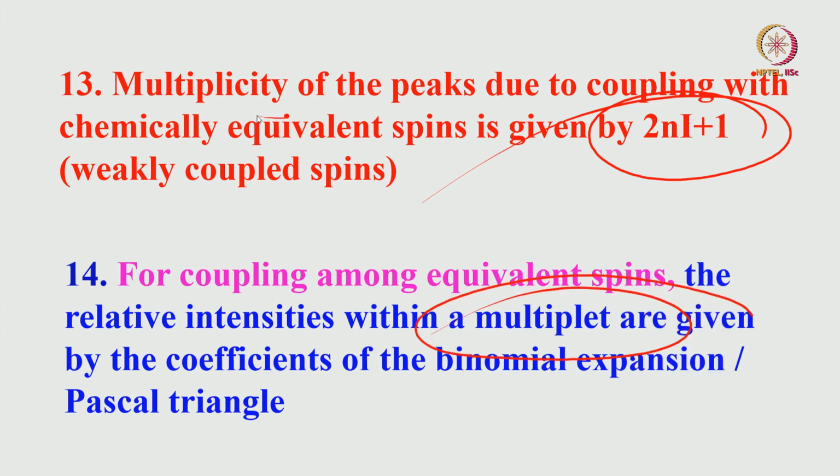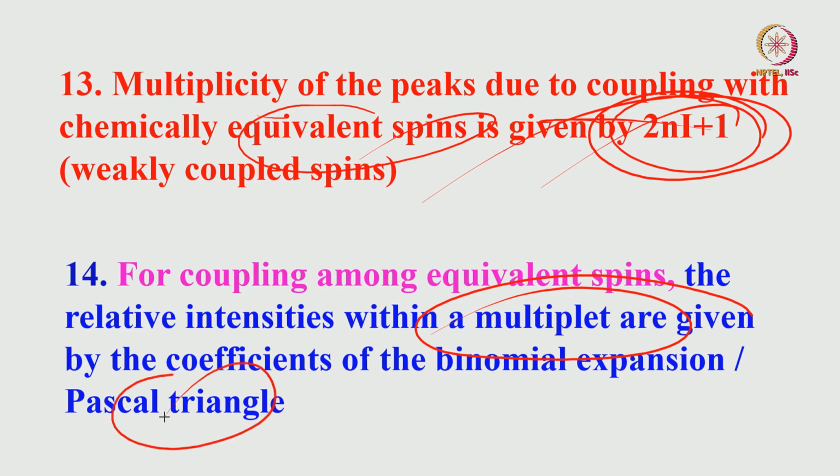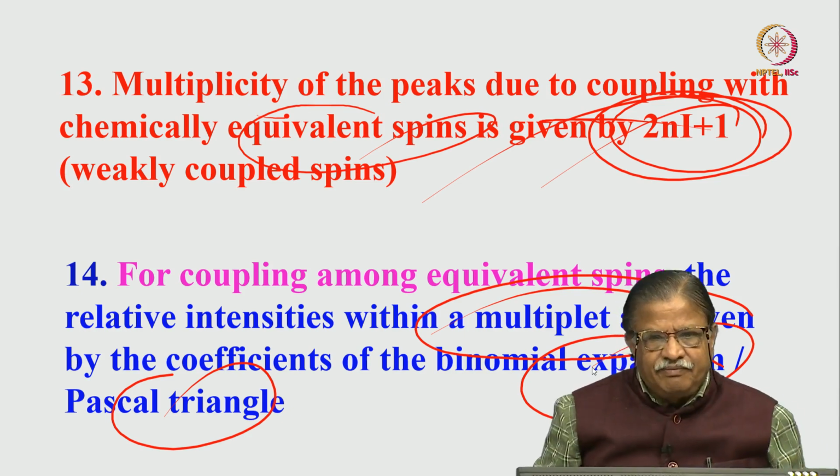For coupling among equivalent spins, we can also get the relative intensity of the multiplicity. Here we said for chemically equivalent spins there is multiplicity because of 2nI+1, and I can measure the intensity of each of these peaks, which is given by what is called a Pascal triangle or the coefficients of binomial expansion. When you go ahead further, we will discuss that. I will explain everything in detail. So, these are some of the salient points of scalar couplings.